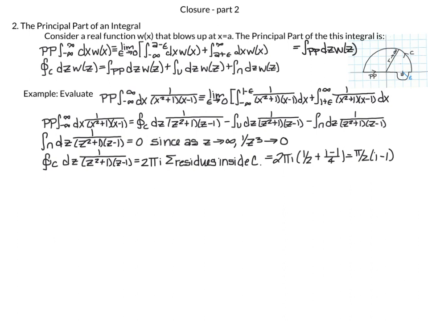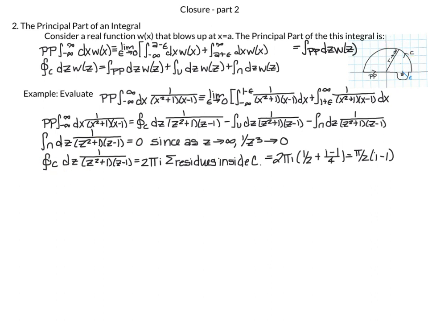For our last part, I cleared out some space. I kept my formula for the principal part, the sum of the three integrals: the closure, the curve around the singularity, and the curve that gives us our closed curve. I had the result for this part of the curve, the semicircle, which was 0.